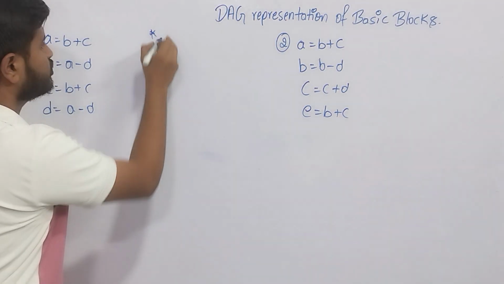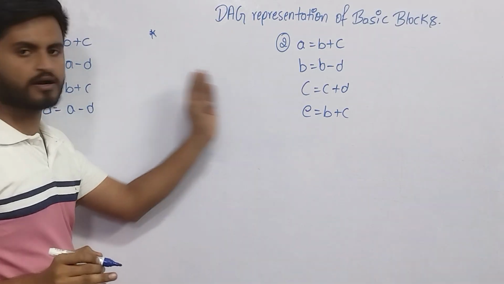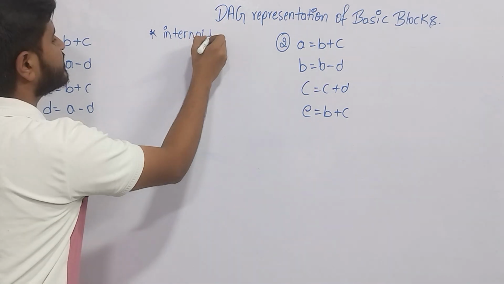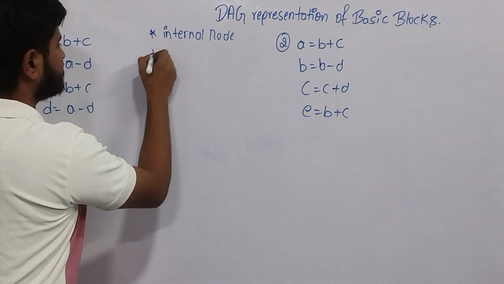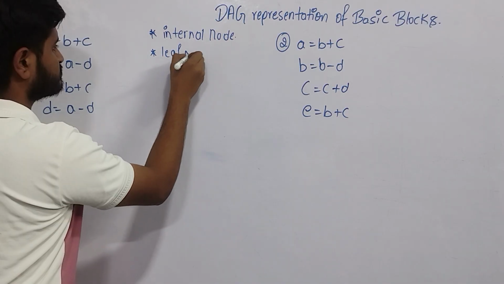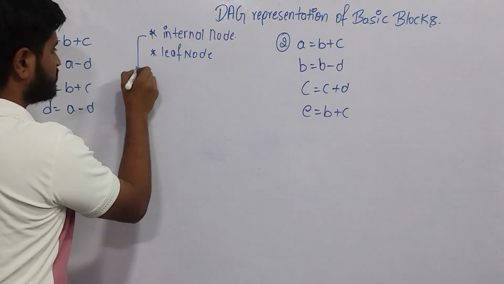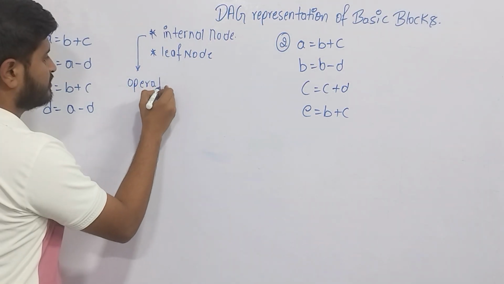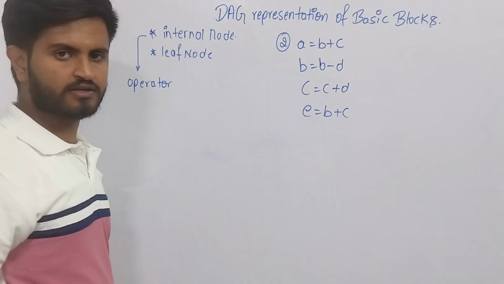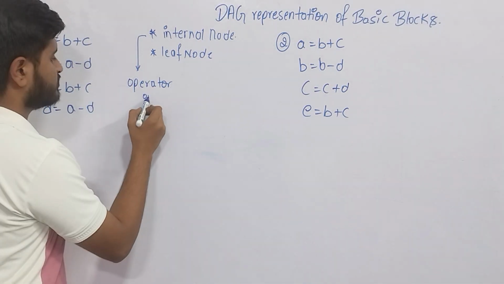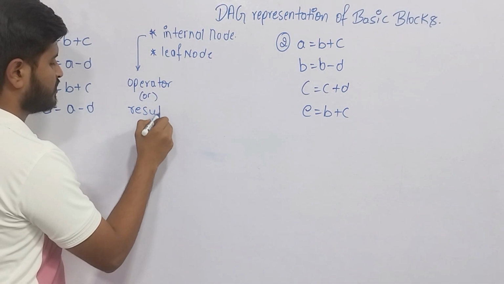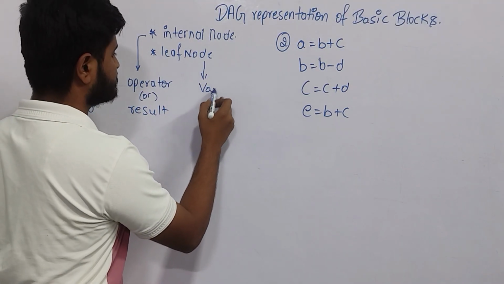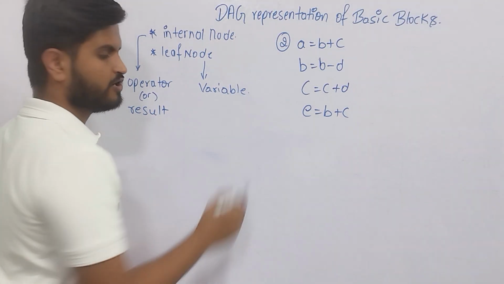We will be discussing two terms in the complete video. The first one is internal nodes, and the second one is leaf nodes. In the internal nodes, what values can you store? You can store the value of operators like plus, minus, addition, anything, or you can store the results. In the leaf nodes, you can store the variables, that is, the value of variables.